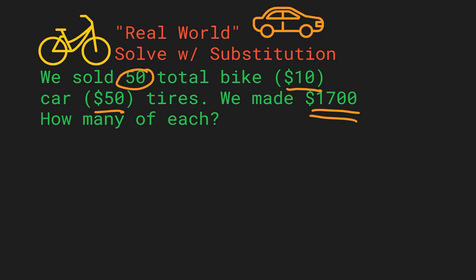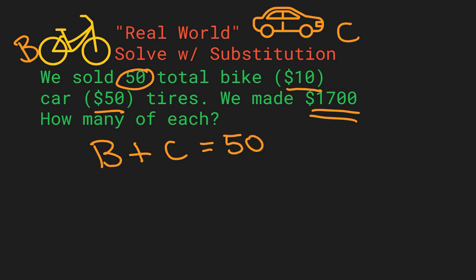I'm joking. I am going to call bike tires B, because I'm super creative, and I'm going to call car tires C. And I'm going to write a system of equations. I always like to start with the simple one, if it's how many or how much total. So how many total did we sell? We sold 50. So bike tires plus car tires total is 50. So I like to start with that one.